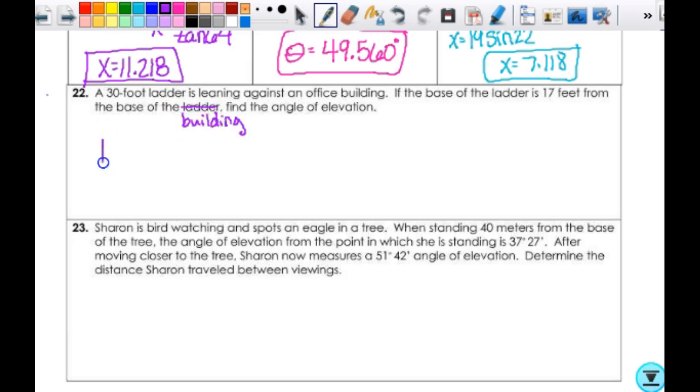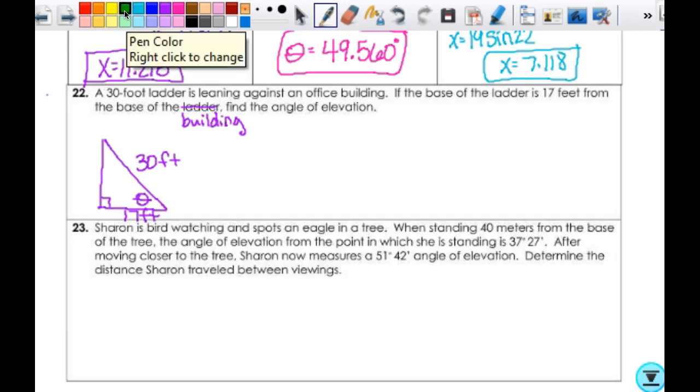So here's my building, here's the ground, here's my ladder. So this is a 30-foot ladder. It is leaning against an office building. The ladder is 17 feet from the base, and I want to know what this angle is. So this is my hypotenuse, this is the adjacent.